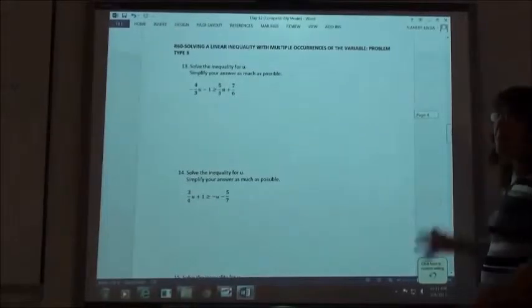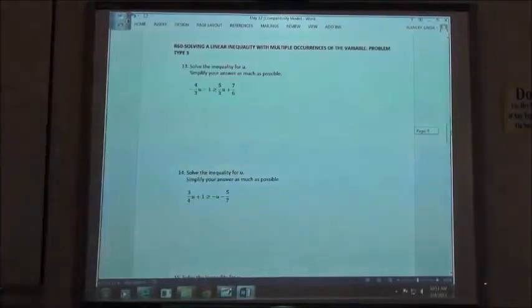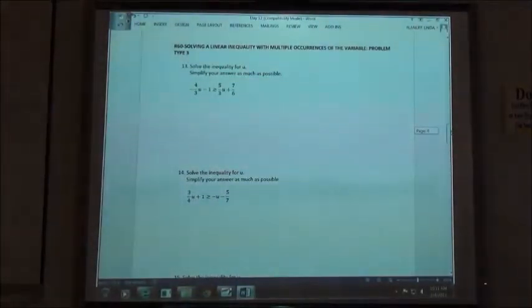Type 3. Now they threw those fractions in there along with my inequality sign, so now I have to remember my rule when I have fractions. If I have a fraction in my problem, the first thing I like to do is get rid of the fractions by multiplying by the common denominator, just like we did when we had those equations. Yes, you can do it with the fractions and adding and subtracting those fractions and all of that good stuff, but it's a lot more work.